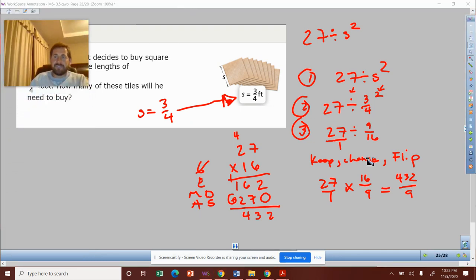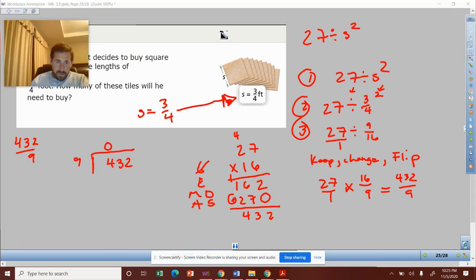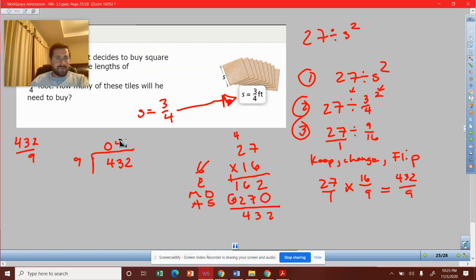So we have an answer, 432 divided by 9, but that doesn't really solve it for us because we should be able to find out what is 432 divided by 9. So the top number goes under the divisor, and then we keep the 9 on the outside. So 9 goes into 4 0 times. 9 goes into 43, so we're going to get to 36. That's 4 times. 9 times 4 is 36.